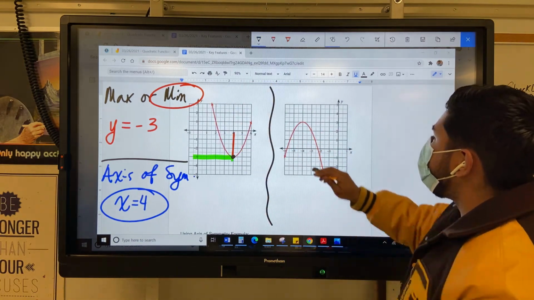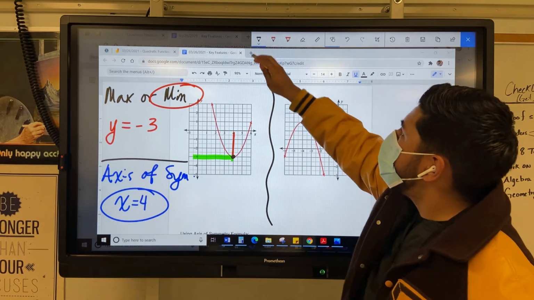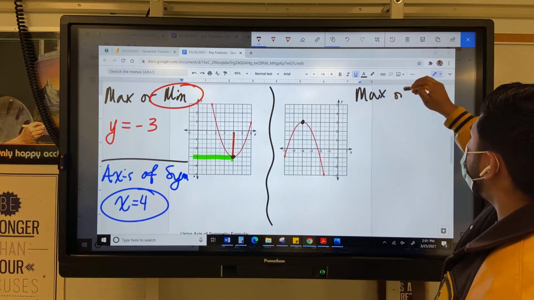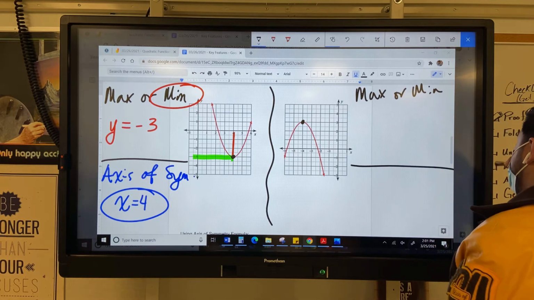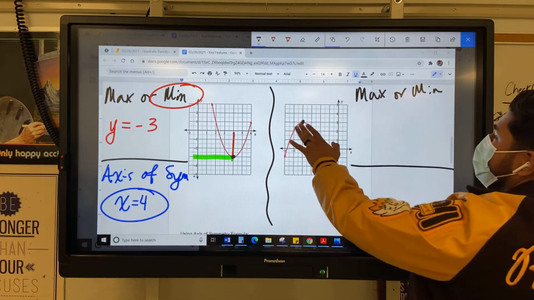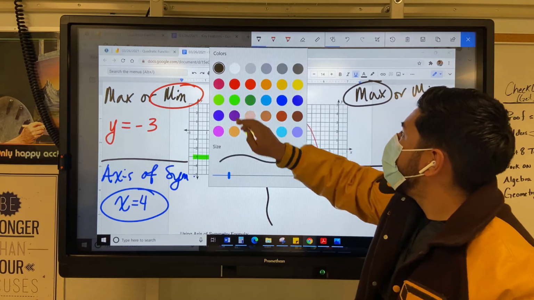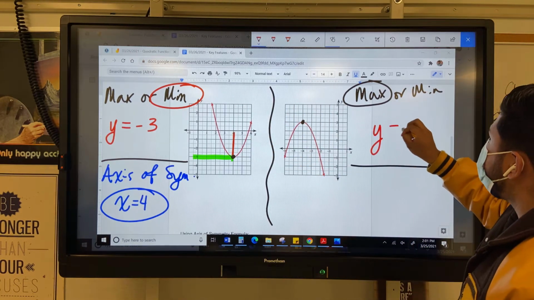Identifying the vertex over here. It's already there. Max or min? Okay, it's on the top portion, so I think the top means the max value. Max value of y equals.